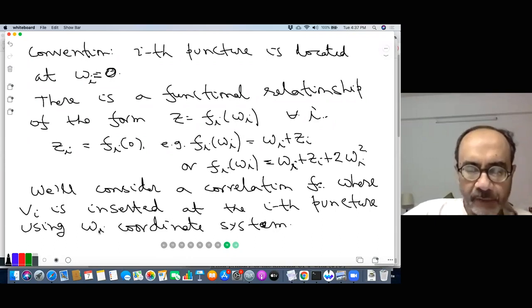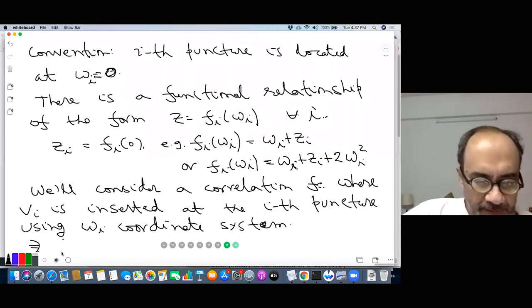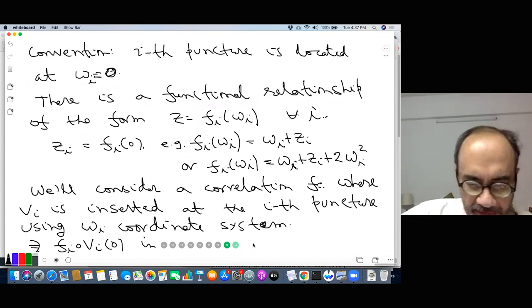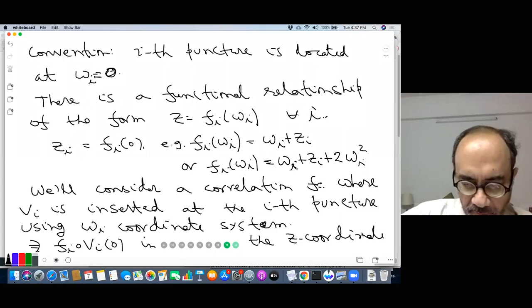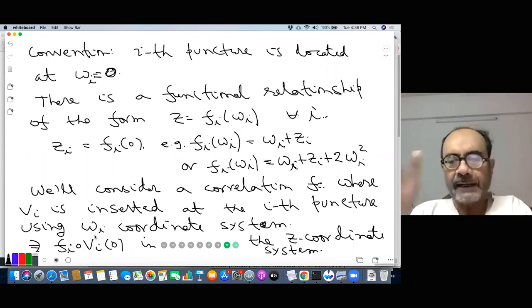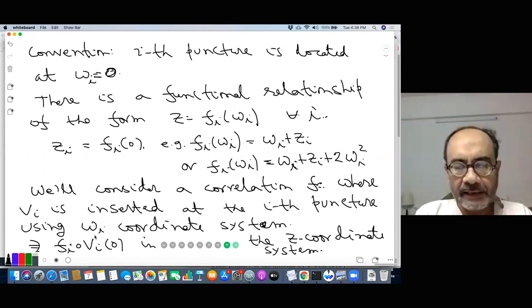Okay. So when you insert V, you just insert V of Wi. But this becomes Fi dot Vi of 0 in the Z coordinate system. This in fact is a definition of what we mean by Fi dot Vi, because Z and Wi are related by Z equal to Fi of Wi. So if you insert something in the Wi coordinate system, say at Wi equal to 0, then in the Z coordinate system that operator will have the form Fi dot Vi of 0.